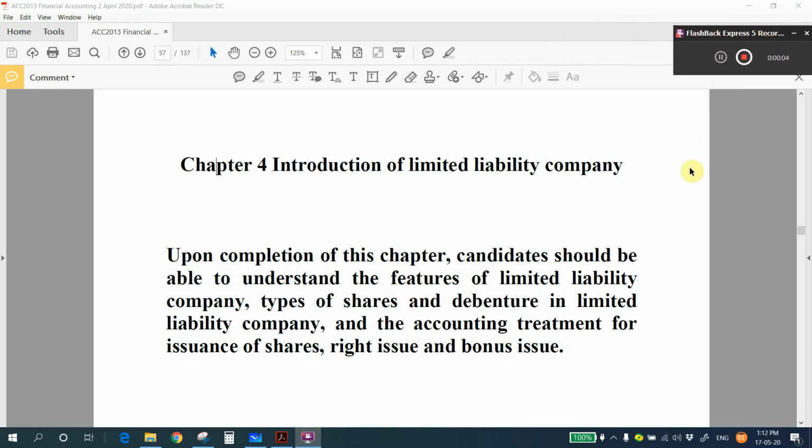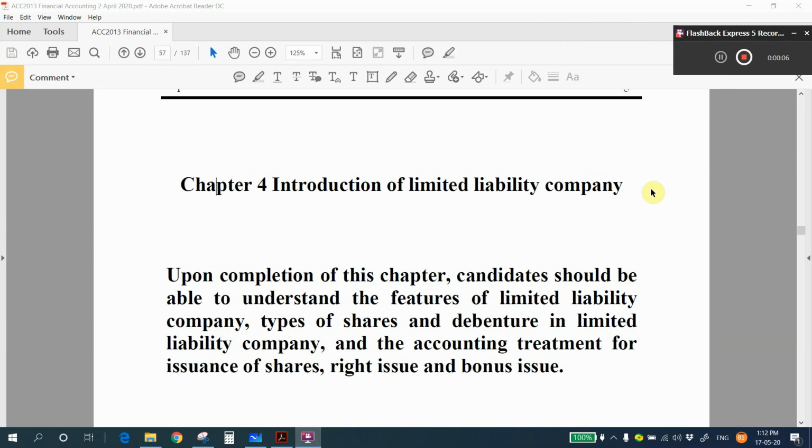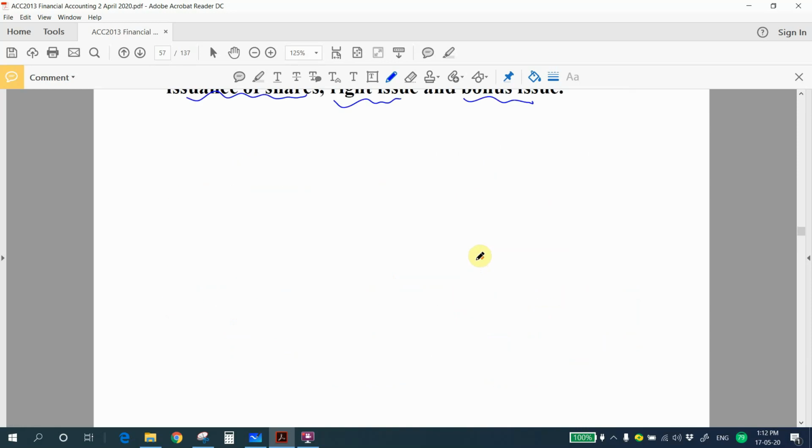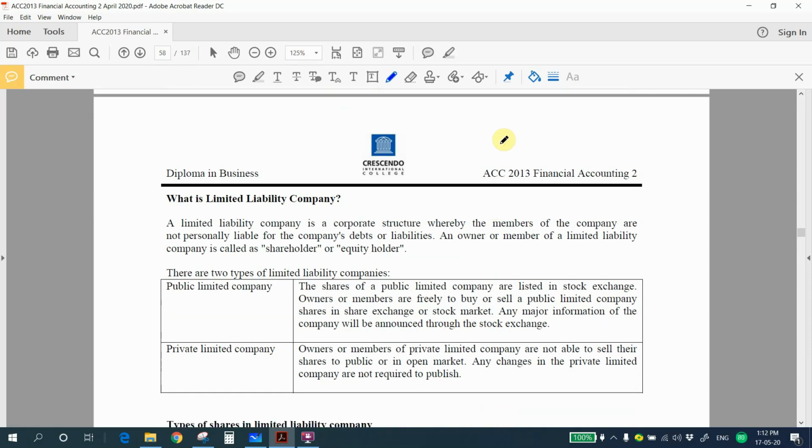This is chapter 4 for your financial accounting tool. So what can you learn in this chapter 4? Chapter 4 is related to your introduction of limited liability company. Upon completion of this chapter, you should be able to understand the features of limited liability company, the types of share and debenture in limited liability company, and the accounting treatments when you issue the shares, right issues, or bonus issue. So let's start.